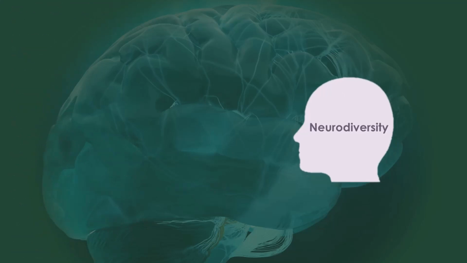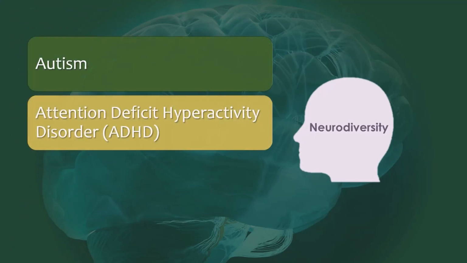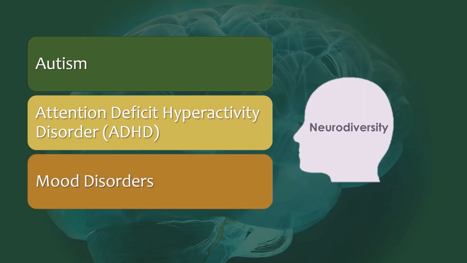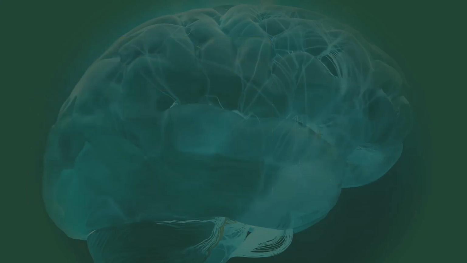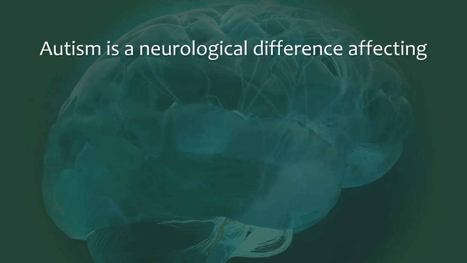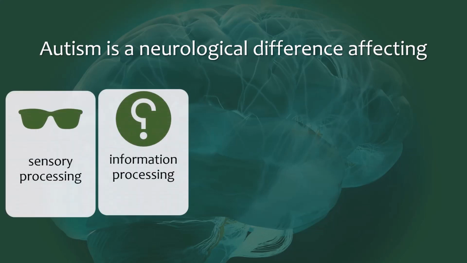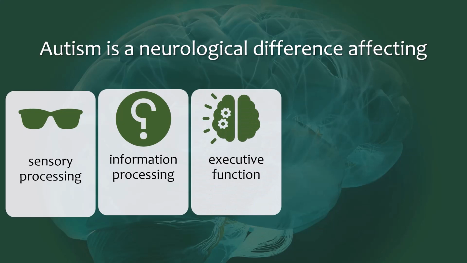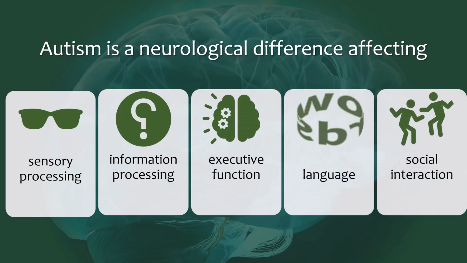This video is in particular going to talk about autism, attention deficit hyperactivity disorder, also known as ADHD, and to a lesser extent, but particularly talking about prevalence, we'll discuss mood disorders a little bit. Autism is a neurological difference that affects, among other things, sensory processing, information processing, executive function, language, and social interaction. Let's look a little more in detail at executive functioning.